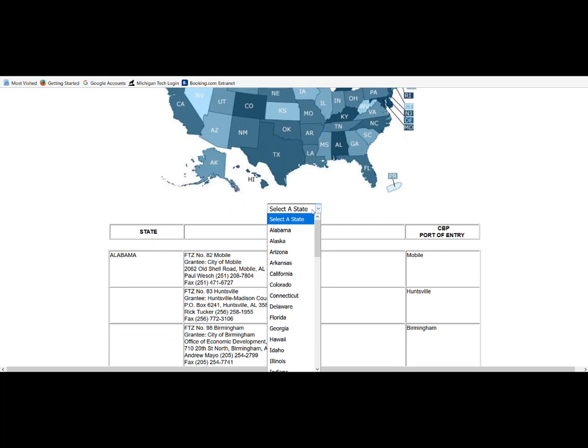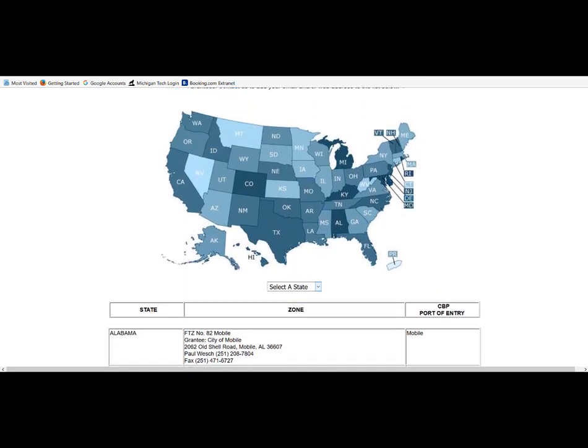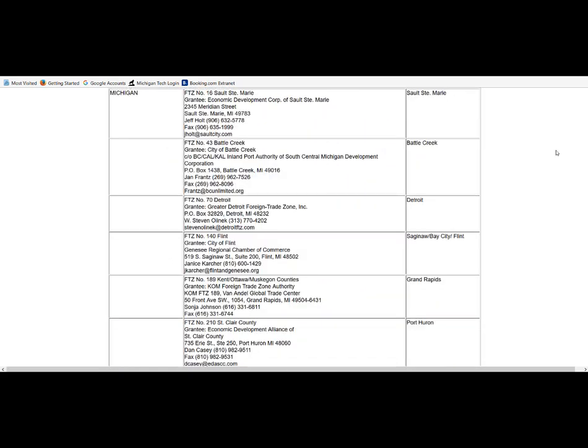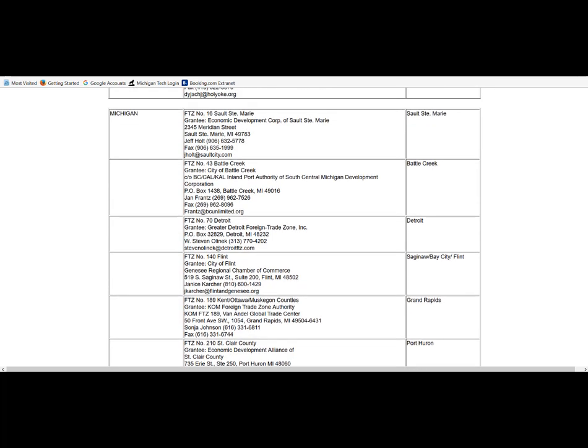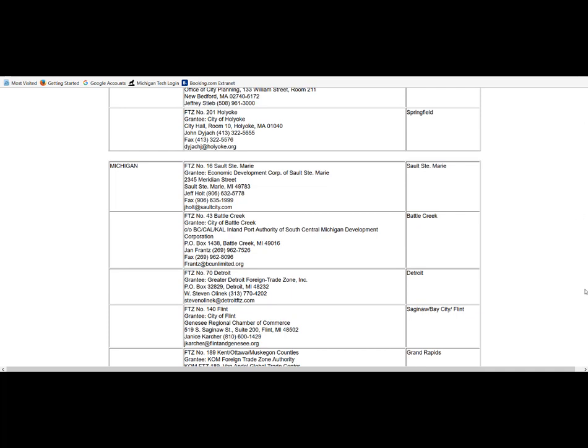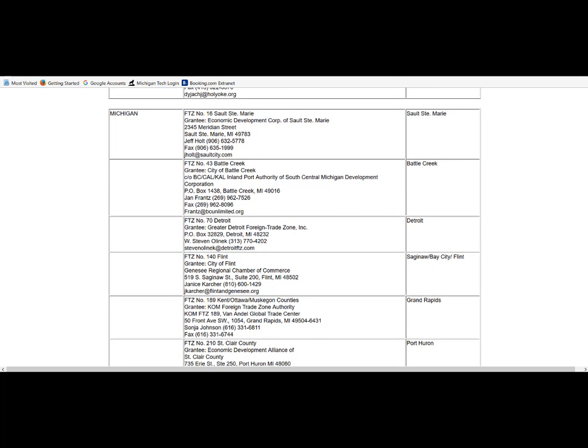So let's pick the state of Michigan. And for example, in Michigan, we have several foreign trade zones: Sault Ste. Marie, Battle Creek, Detroit, Saginaw, Grand Rapids, and so on. So we have 1, 2, 3, 4, 5, 6, 7 foreign trade zones in Michigan alone.